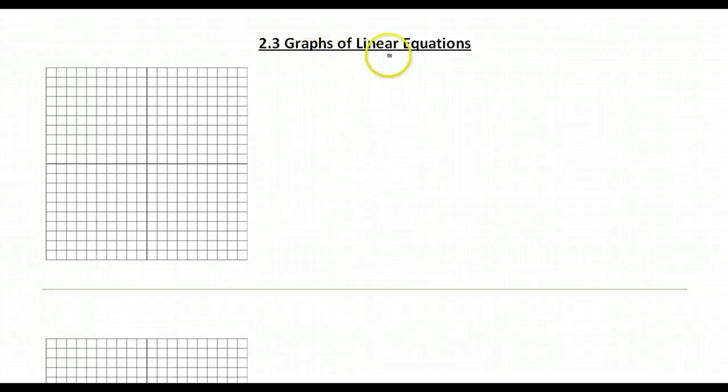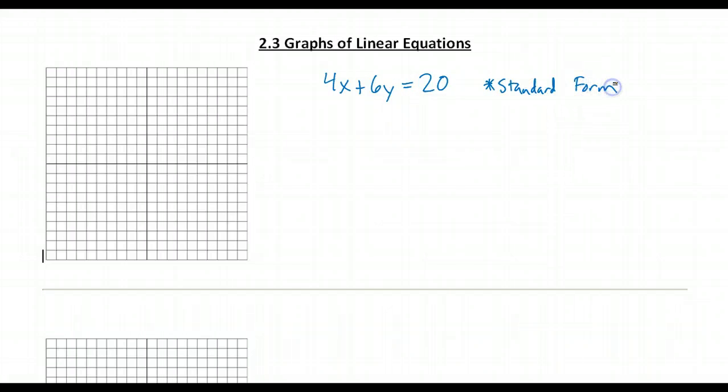Let's say I wanted to graph the line 4x plus 6y equals 20. This line is written in standard form. Standard form means my x's and y's are on the left side and my constant is on the right. To graph this line, I want to rewrite this equation in slope-intercept form. To do this, I want to solve for this y.